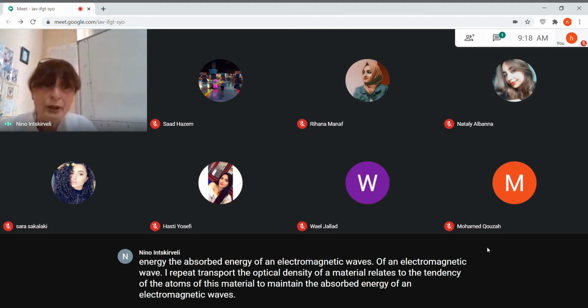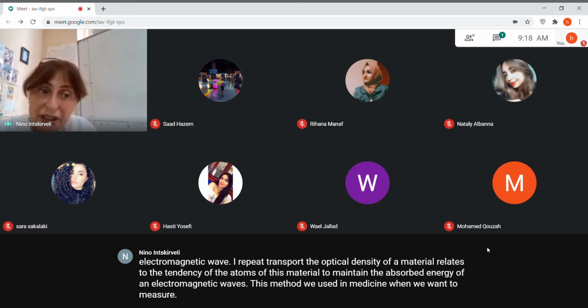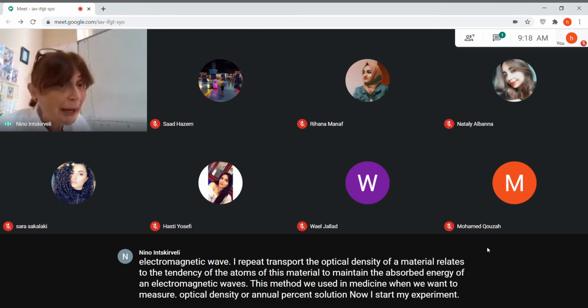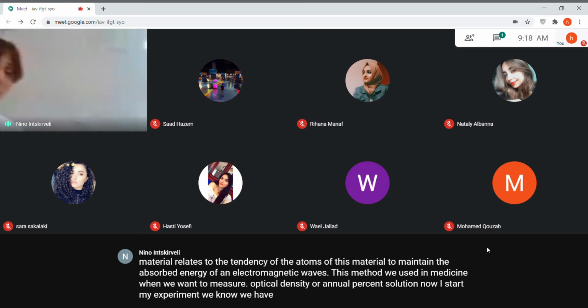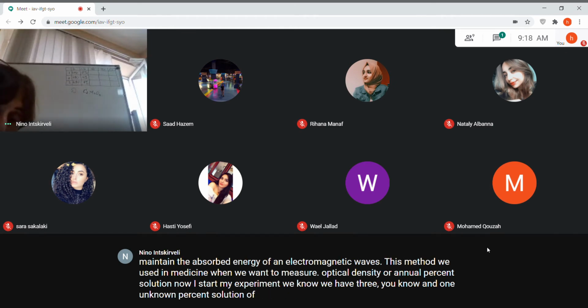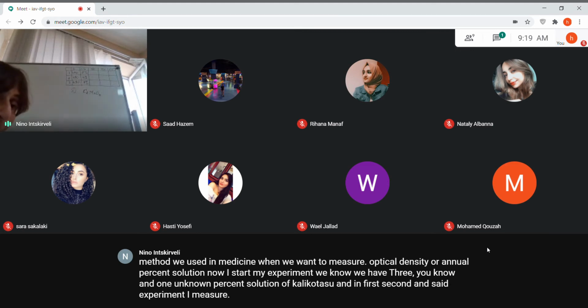This method we use in medicine when we want to measure optical density or an unknown percent solution. Now I start my experiment. We have 3 known and 1 unknown percent solution of kali potassium, and in the first, second, and third experiment, I measure the known concentrations' optical density.